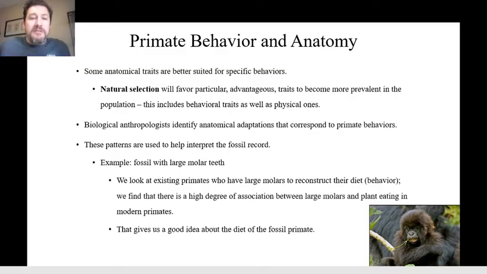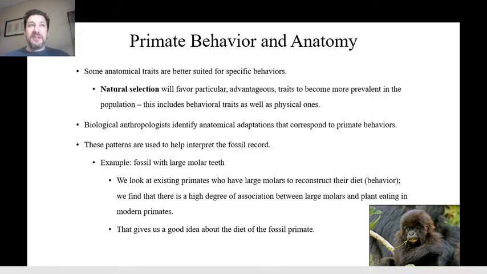Okay, so why are we interested in primate anatomy in the first place? I mean, that seems more like the kind of thing you would study in a wildlife biology class. Well, obviously, some traits are better suited than others for specific behaviors, right? That's what natural selection acts on.